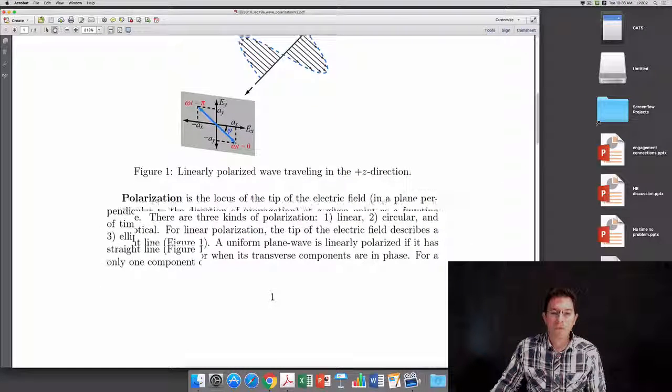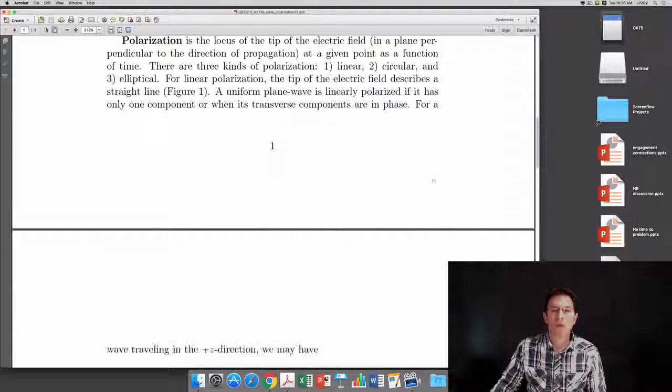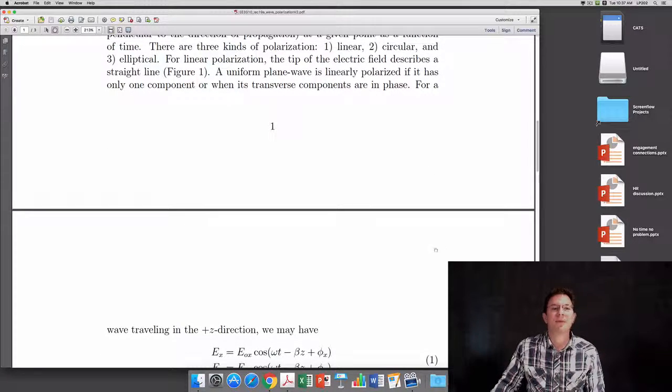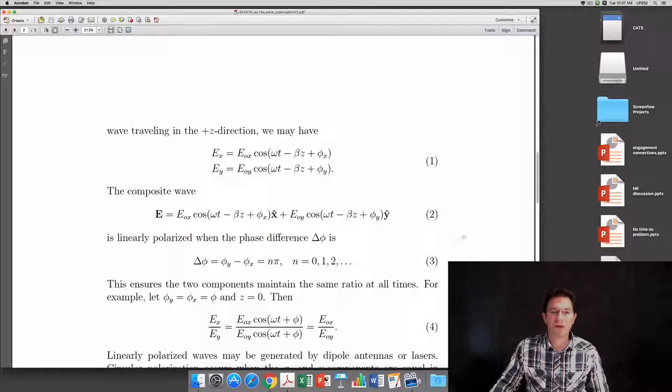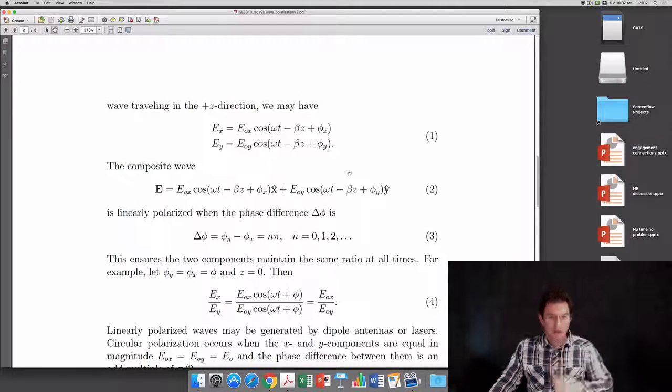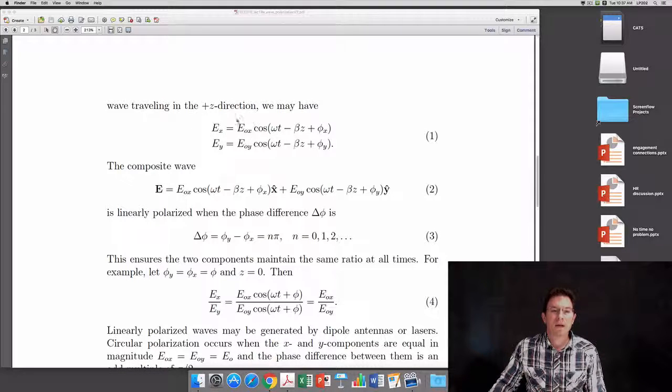That's how you know that it's linear polarization. Now, for a uniform plane wave, we know it is linearly polarized if it has only one component, or when its transverse components are in phase. Let's explore that quantitatively for a moment. For a wave that travels in the plus z direction, we can write down the x component of the electric field, Ex, in this way. It's equal to some magnitude times cosine of omega t minus beta z plus some phase. Phi sub x is the phase of the x component of the electric field in this case.